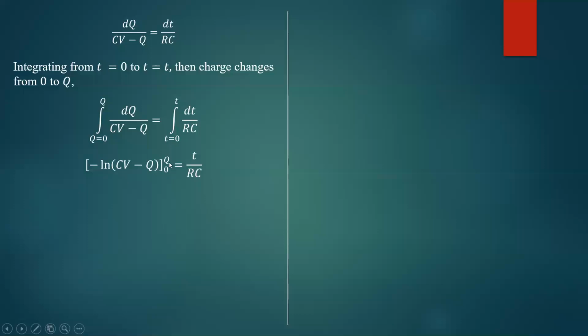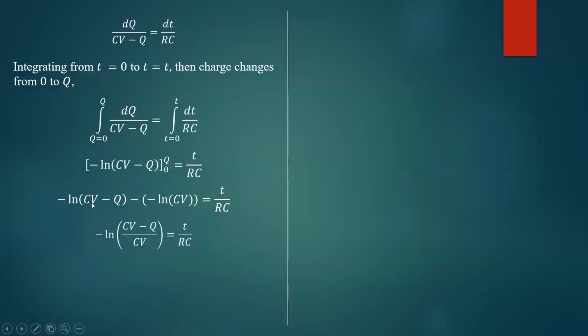Now you put the lower limit and upper limit on the left hand side. Put upper limit first, that is q. C and V are constants, q is the variable. So you will get minus ln of CV minus q, that is the term by putting the upper limit. When you put the lower limit, q equal to 0, you will get minus of ln of CV. q will be 0 while putting the lower limit. That is equal to t by RC. Now take out the negative sign outside.